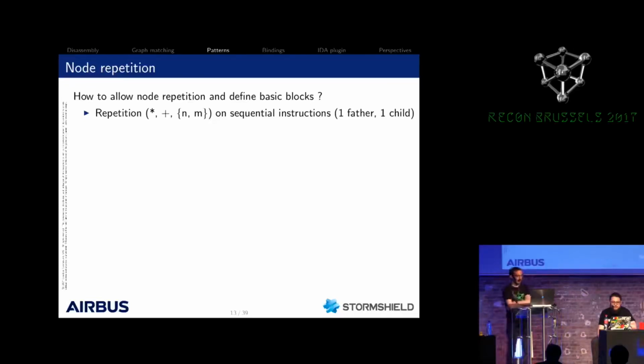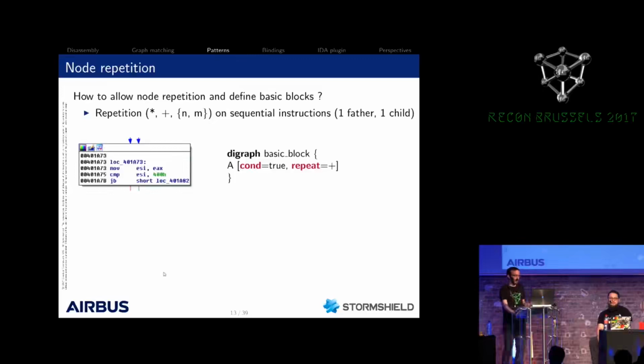Okay, so until now, I explained how we can match one node to one instruction. But what we will want to do next is to match one node to multiple instructions. Like when you want to match basic blocks, sometimes you don't care how many instructions there are in the basic block. You want to say, okay, this node needs to match a whole basic block. So we can specify a minimum number of matches and a maximum number of matches for a node. It only works on sequential instructions within basic blocks, so these are instructions that have one father and one child.